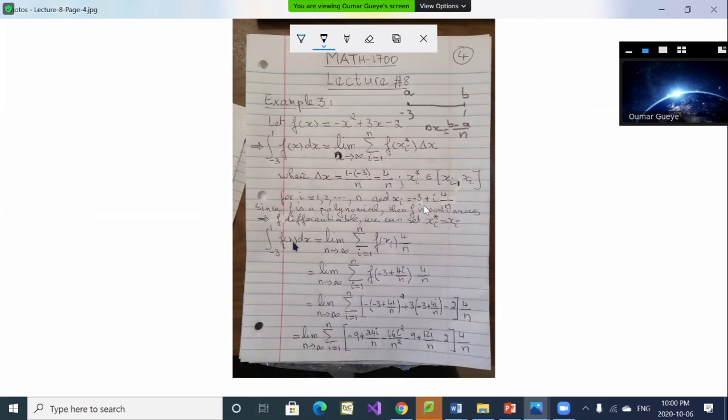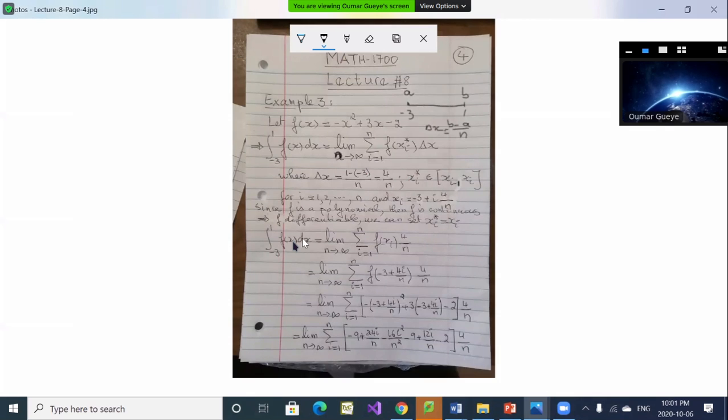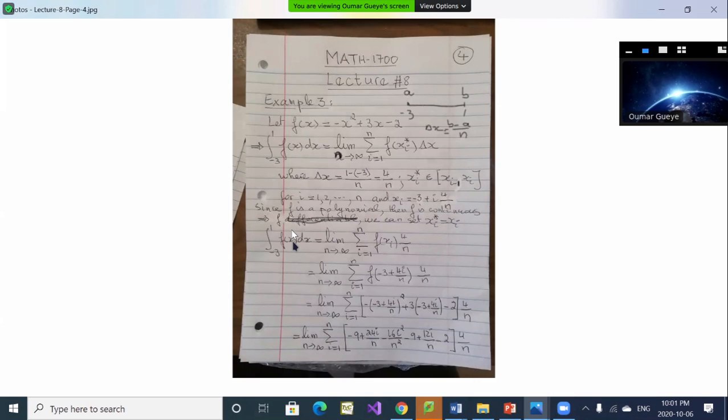my function is continuous. Why? Because it's a polynomial function. In 1500, you guys have seen that any polynomial function is continuous. That's what I use. And based on what theorem 4 says, any continuous function is also integrable. So I wrote here differentiable, but it's supposed to be integrable. So we're done with this. Just want to change the color, and it's supposed to say here is integrable.